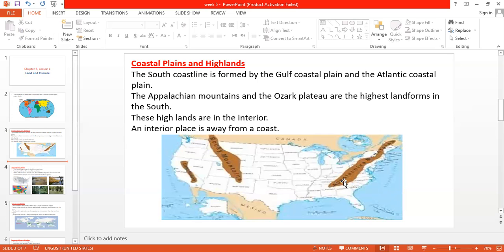Okay. So again, we have two coastal plains and we have two highlands in the south. What are the coastal plains? Here, Atlantic coastal plain and Gulf coastal plain. Okay, what about the highlands? We have two highlands, Appalachian Mountains and Ozark Plateau. And by the way, both are interior, means inside, away from the coast.